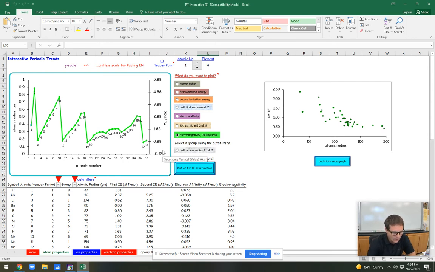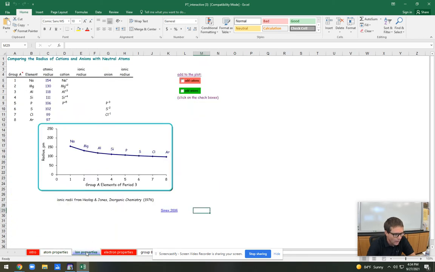Question number 8, now click on the tab at the bottom of the screen called Ion Properties. So down here we have Ion Properties. The graph shows the size of the period 3 elements. So across row number 3, here's the size of the period 3 elements. We start with a larger atom, and as we move across a row, the atoms get smaller because you're putting more protons and more electrons in, so it squeezes in on itself.